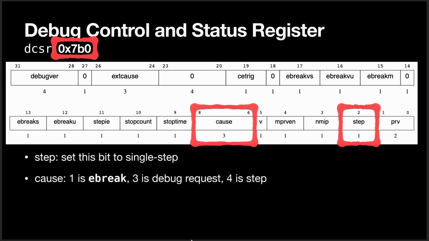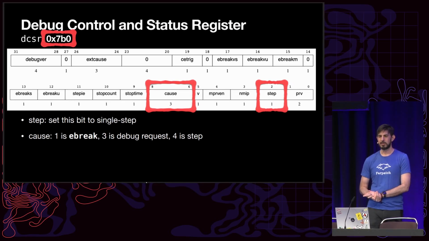Okay, that's pretty cool. But if you look at the address, it's 7B0, which is weirdly far away from all the registers we've looked at so far. The command register was 17. The data register was 4. 7B0 is pretty far away from that. Why is that? It's because it's in a completely different address space. Up until now, we've been talking about DMI, the Debug Management Interface address space.